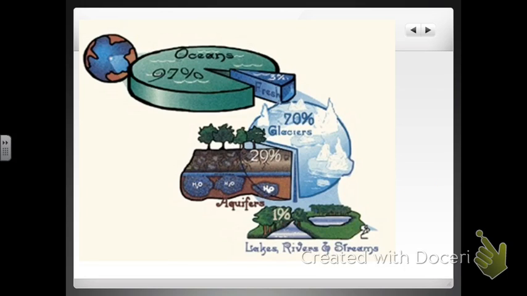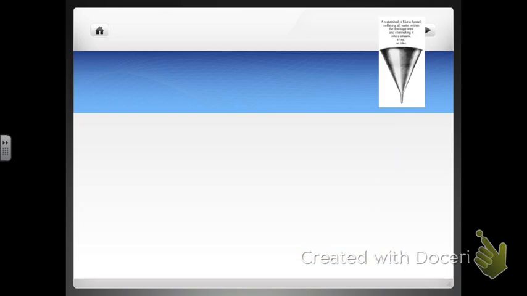So remember from our notes last week that 97% of all the water on the earth is ocean water, only 3% is fresh. 70% of that fresh water is frozen, 29% is underground in the aquifers, and just that remaining small percentage is lakes, rivers, and streams.